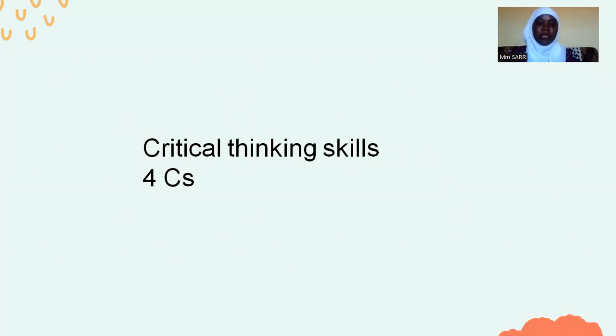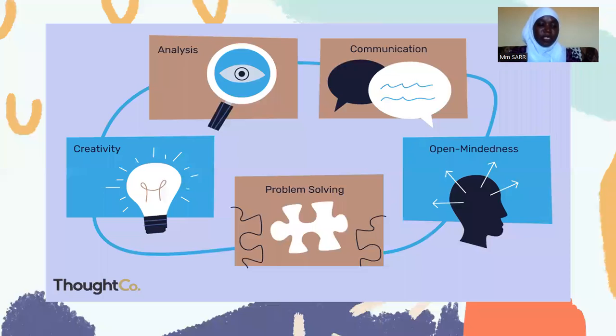And about the critical thinking skills, we will talk about the 4 C's: creativity, collaboration, and communication. So here we have communication. If we have collaboration, we are going to communicate. And if you communicate, we will be open-minded, or we will have open-mindedness.